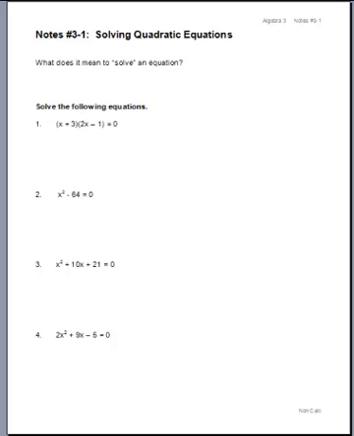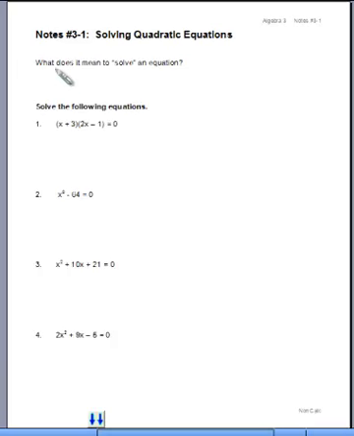Alright, we're going to start Chapter 3. These are notes for solving quadratic equations. And first, what does it mean to solve an equation? Well, it means a couple things. It means that you find the value of the variable.